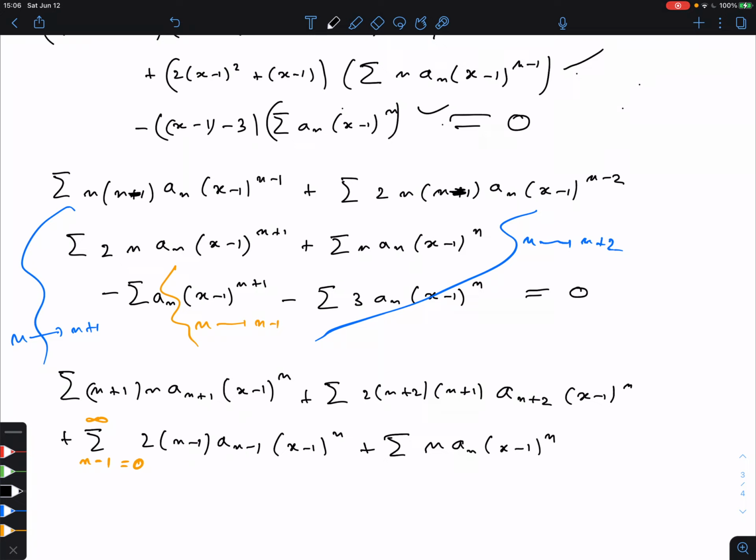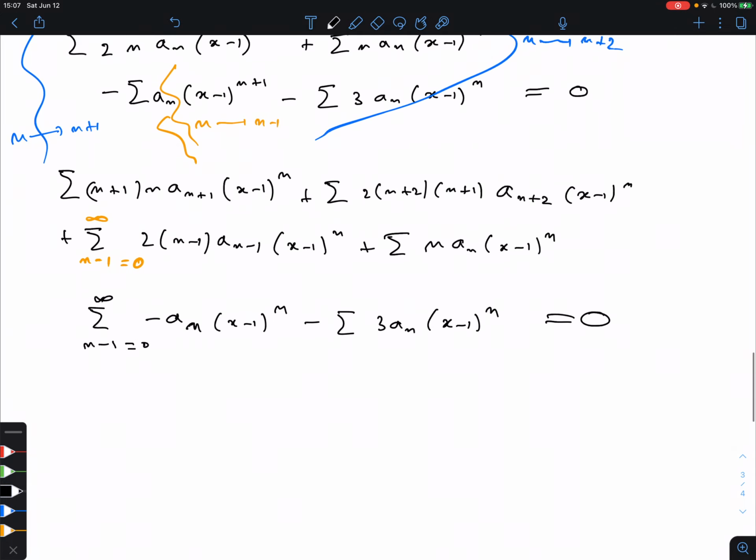What about this one? Oh, again, we need to shift down. So this is the same one here, same shift down. So this will give me summation n minus 1 going from 0 to infinity. That's when you shift down, you have to adjust your endpoints. That's the point. So minus a_n (x minus 1) to the power n, minus summation 3a_n (x minus 1) to the power n. That is there. So we see that we have 2, that's where n starts from 1. I'm going to again replace this here. So this is n starting from 1, and here the same, n starting from 1.